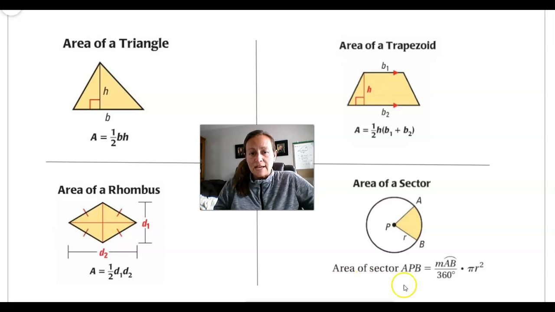Okay, and we talked last time about the area of a sector being a portion of the circle, so it corresponds to the same portion as the arc here, which is an angle measure out of 360, times the circumference of the circle. I'm sorry, the area of the circle.